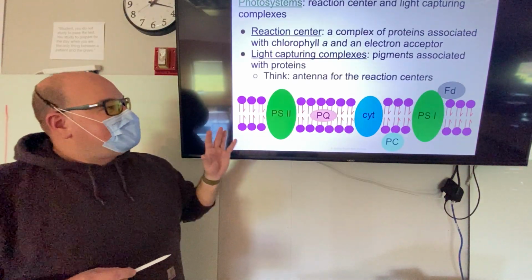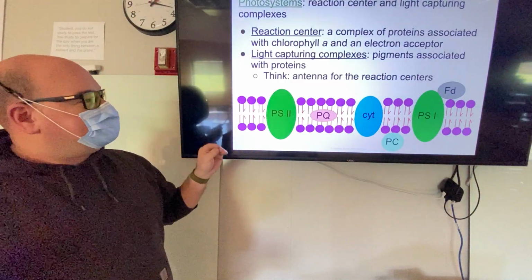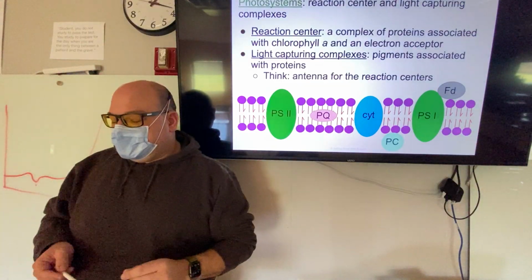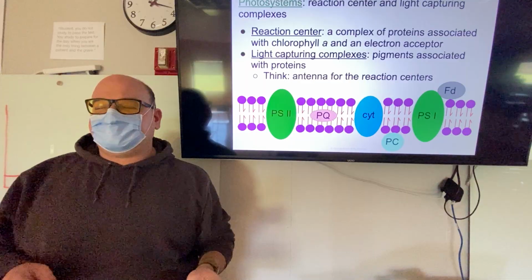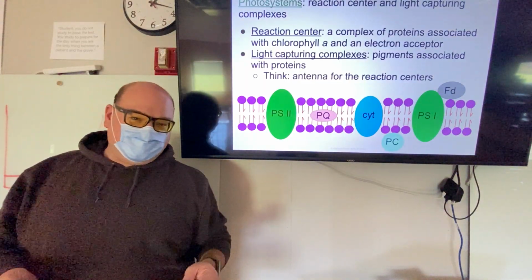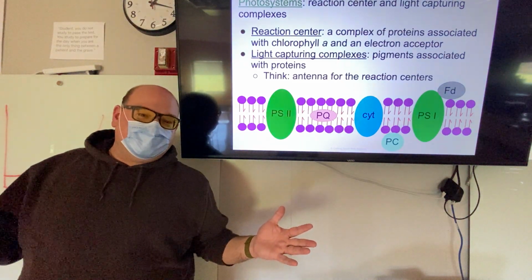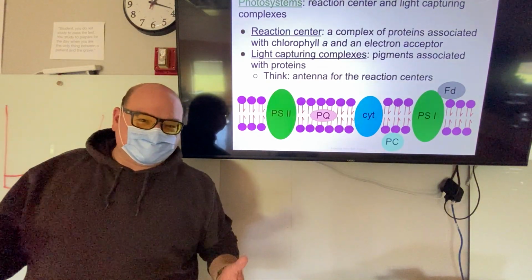There are light capturing complexes. Those are pigments that are part of these proteins. Now, if I took apart an iPad or a cell phone, how many antennas are there? Is there one antenna in there or multiple antennas? There's multiple. What are some antennas that are probably in there? How do you connect to your AirPods and things like that?